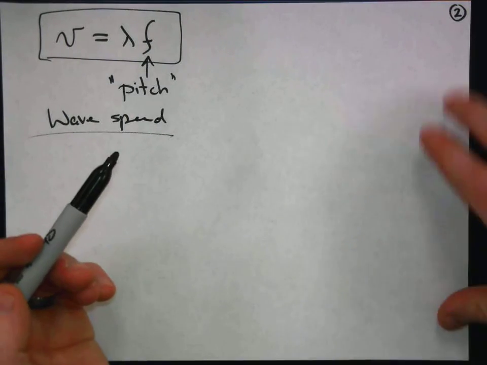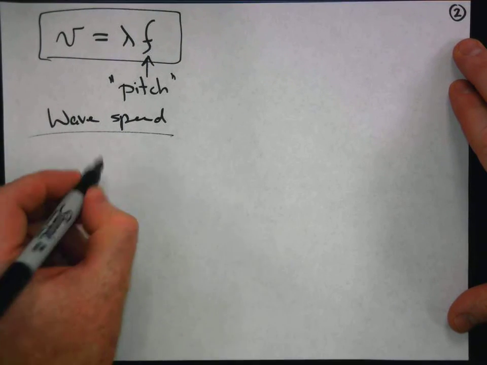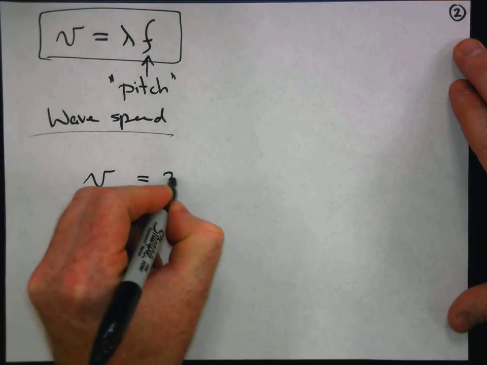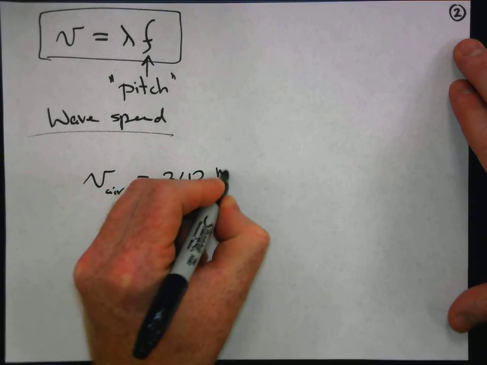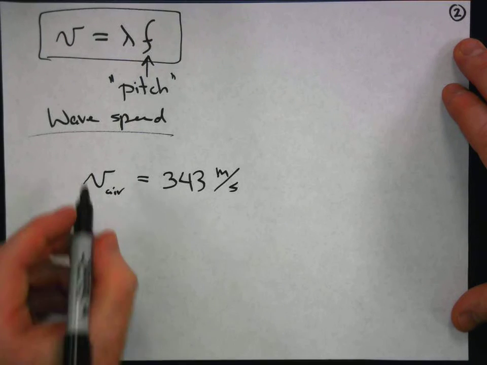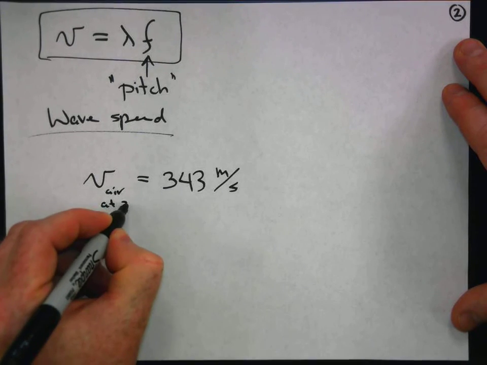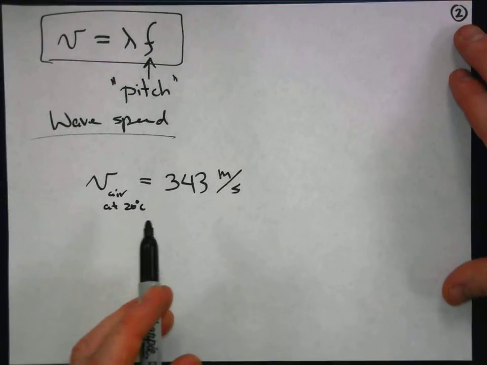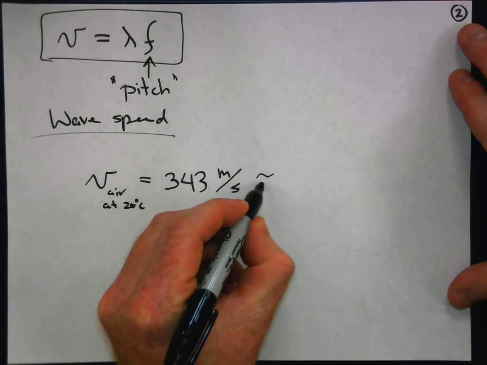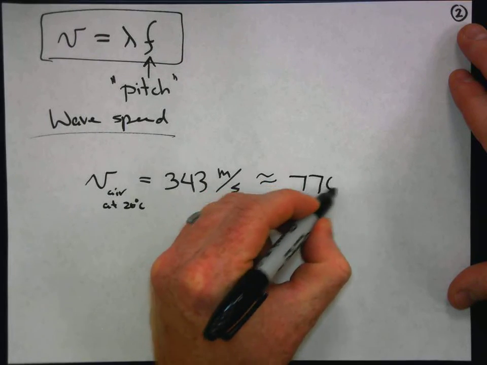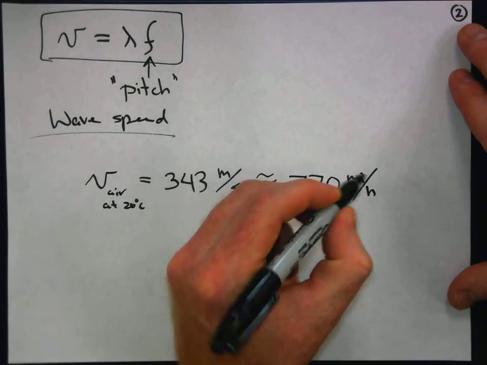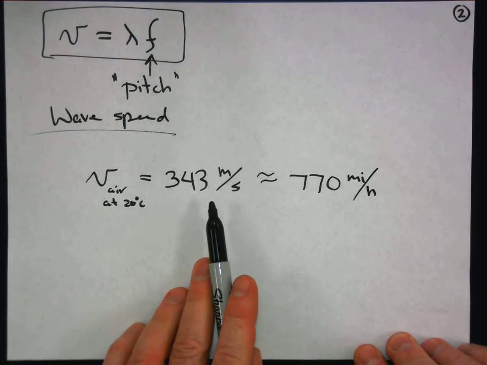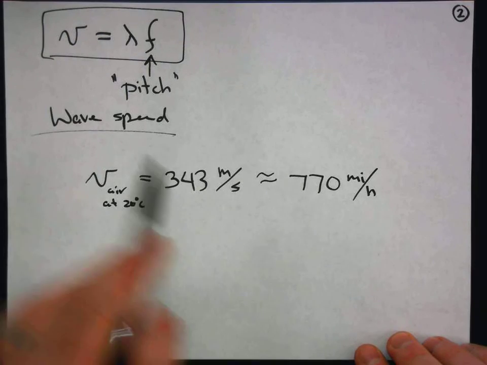We know, and it's relatively easy to demonstrate, that the speed of sound in air is right around 343 meters per second. And this is air, maybe you want to get specific, at around 20 degrees Celsius because that gives it a certain density. And this is roughly equivalent to 770 miles per hour. This is fast. That's fast. But the speed does not depend on the wavelength or frequency of the sound.